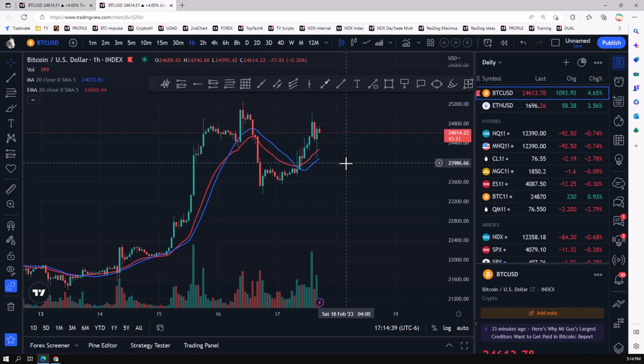Some people use the 50. Some people use the 48. Some people use the 48 EMA, the exponential. Some people use the 20 SMA. Remember Bollinger Bands? Yeah. That's using the 20 SMA. But you could put an EMA in there, and then it would react quicker to recent price action. Okay. That makes sense? Yes.